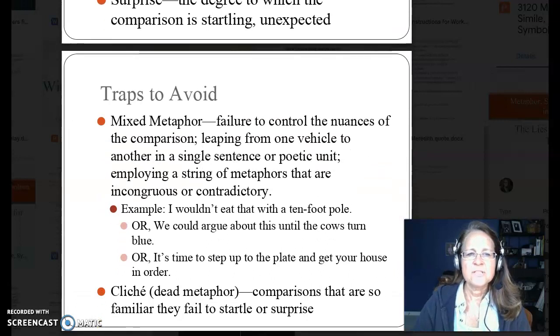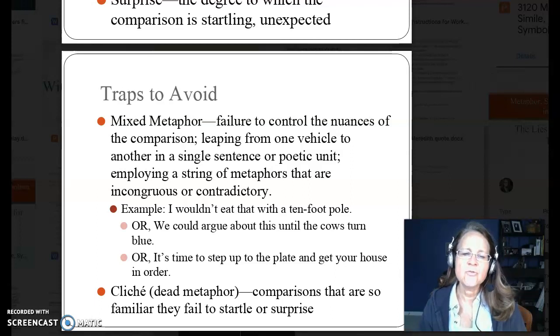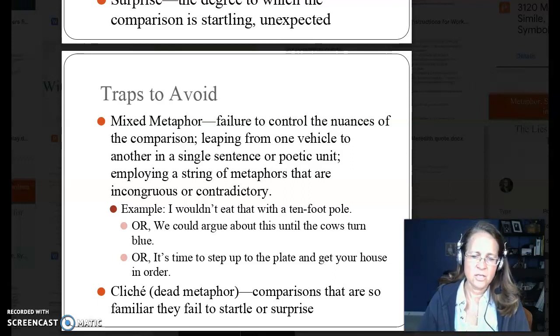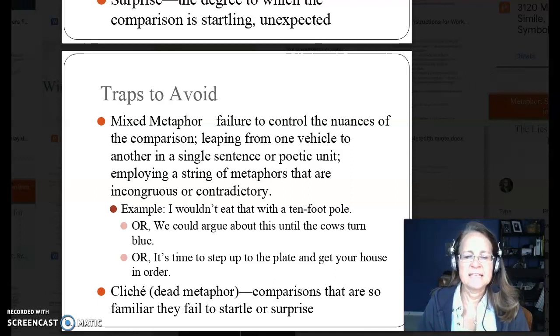Now, there are some traps to avoid with metaphor. One is a mixed metaphor, and this would be a failure to control the nuances of a comparison, where you just leap from one vehicle to another in a single sentence or poetic unit. A couple funny examples would be statements like this: I wouldn't eat that with a 10-foot pole. Well, of course, nobody would eat anything with a 10-foot pole.